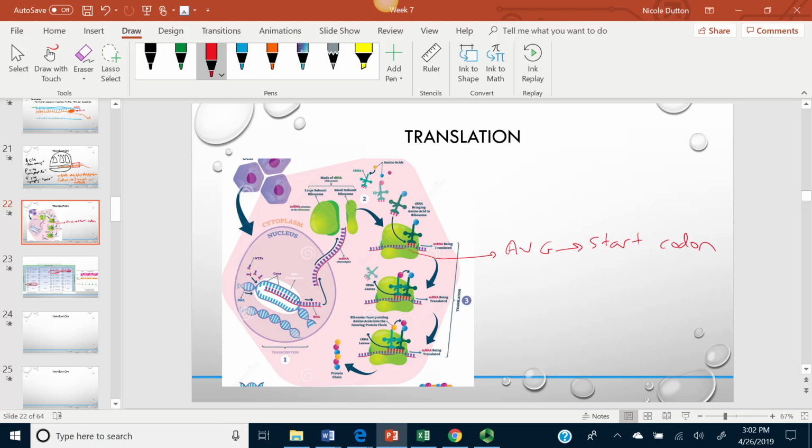Now these things called transfer RNAs, tRNA, carries amino acids into the ribosome.